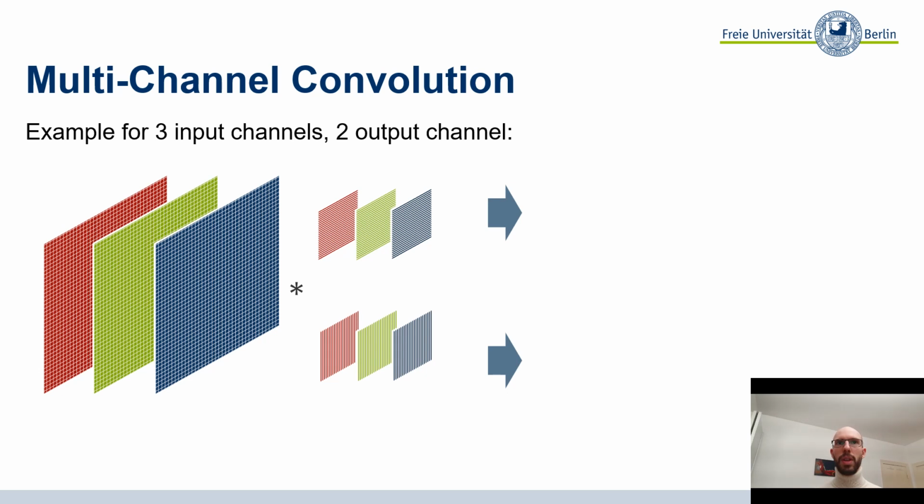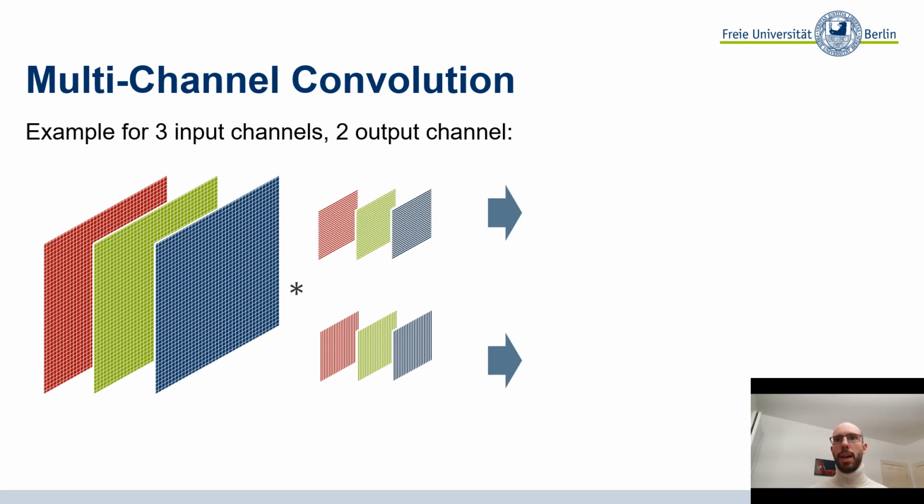Okay, so what would we do if we have not 1 output channel but 2 output channels? Well, the setup would be basically the same. So we still have convolution kernels for each color channel, but now we need to do that for every single output channel. So we have this group of convolution kernels for our first output channel, and we have another group of convolution kernels for our second output channel.